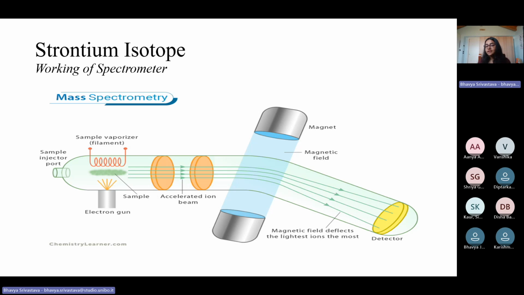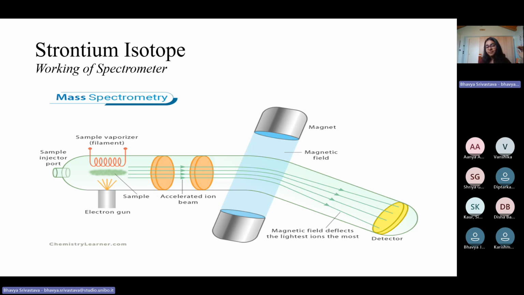So what would that mean? That one isotope would be heavier, the other one would be lighter. And if there is a difference in their weight, there'll be a difference in their movement, which takes place after they have been charged. And since there'll be a difference in their weight, they'll be put into a magnetic field, which will cause deflection in their movement.